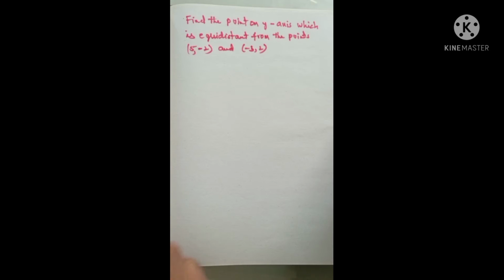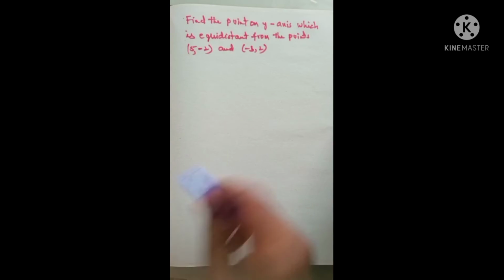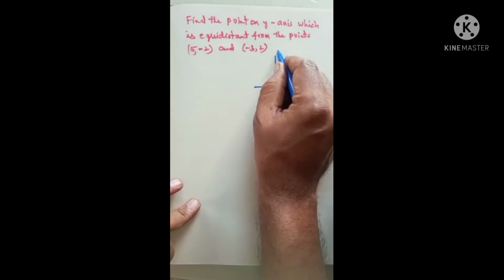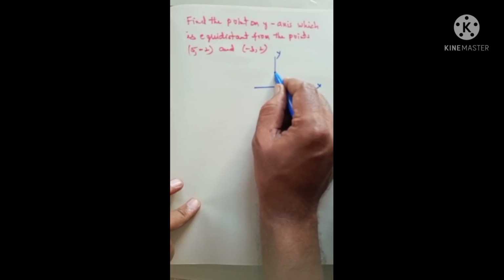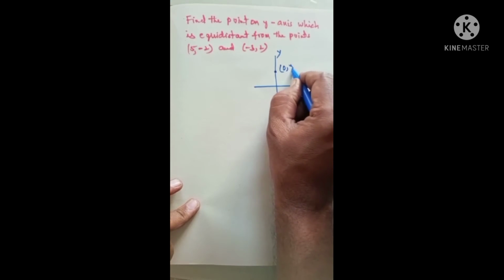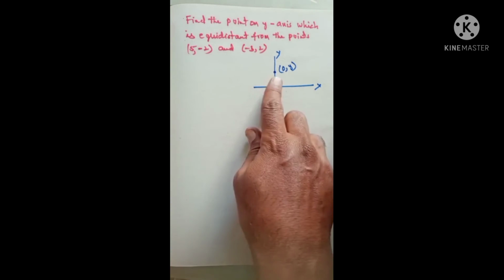So this is another type of pattern question. If you see this question: find the point on the y-axis which is at equal distance from the points (5, -2) and (-3, 2). Be careful, this is the x-axis and this is the y-axis. The point which is on the y-axis, you know that the x value will be 0. You want to take it as (0, y). That is the important thing.